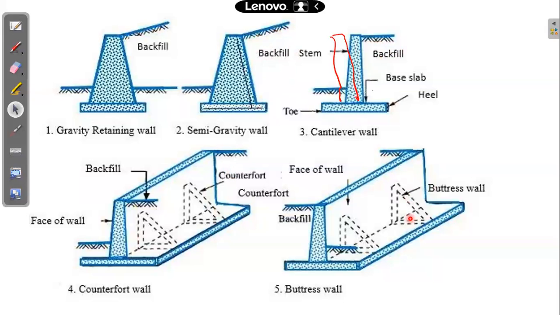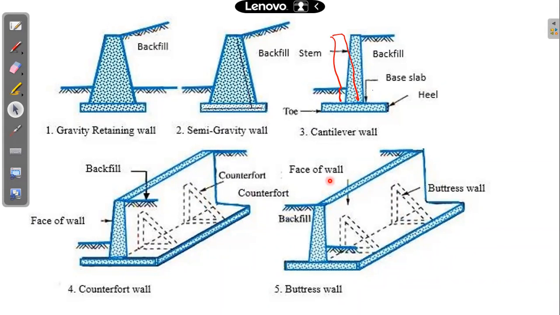In turn, if they are provided on the other side of the backfill, then they are called buttresses. The behavior will remain the same. For this stem, the entire behavior will remain the same. The only difference is these walls will experience tension when they are provided as a counterfort, and they will experience compression when they are provided as buttresses. That is the difference.